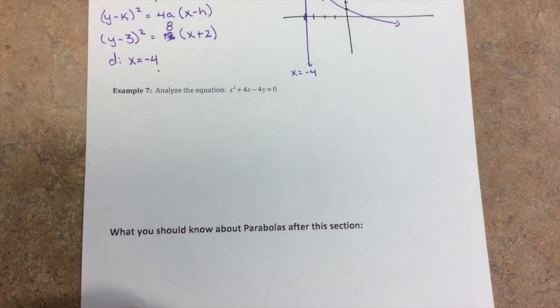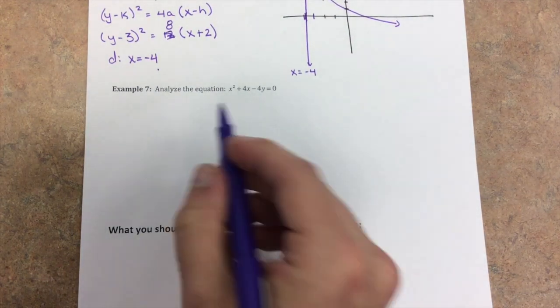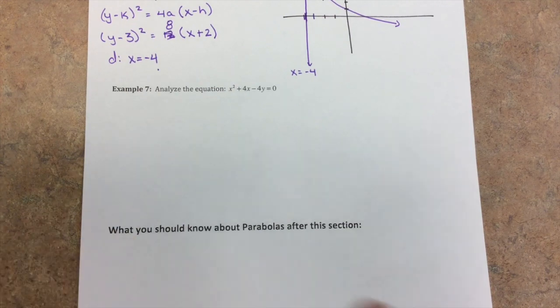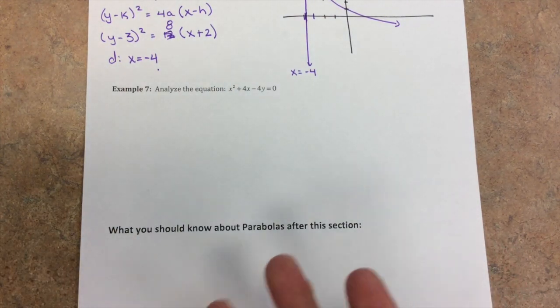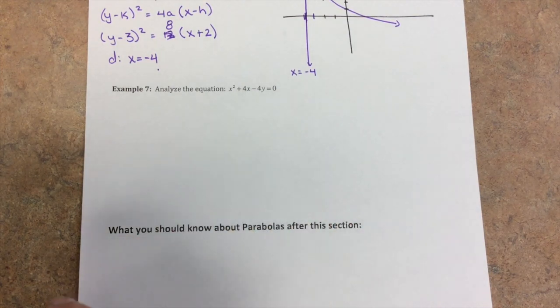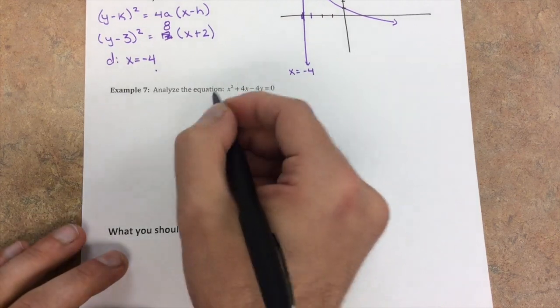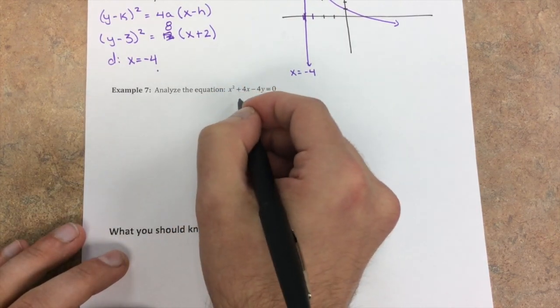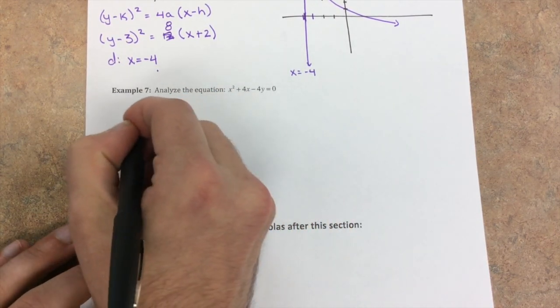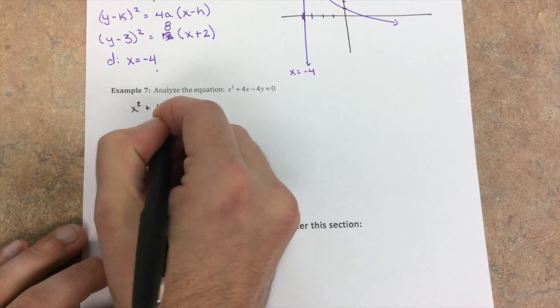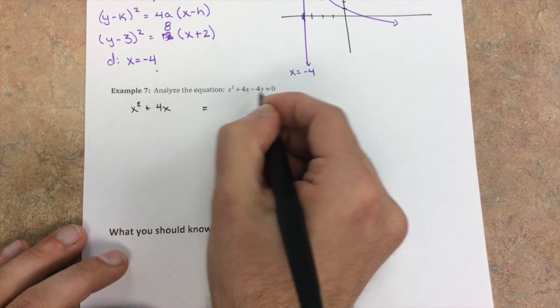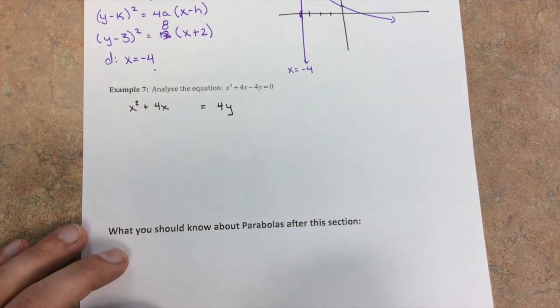All right, example 7. Analyze this equation. What does analyze mean? Find the vertex, find the focus, find the directrix, graph it. So let's first look at this. We have an x squared and we have a 4y. So first thing, get the x squareds and the x's all on the same side. We're going to leave a little space, equals, add 4y to the other side.